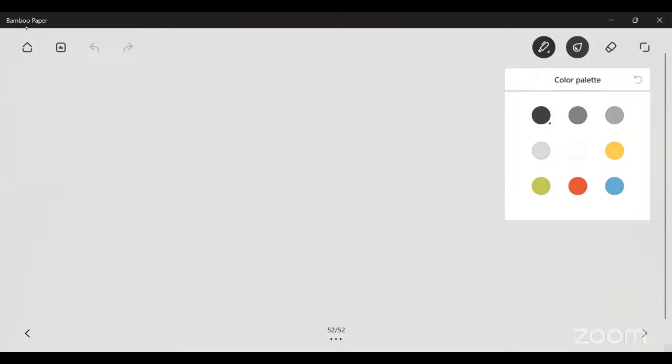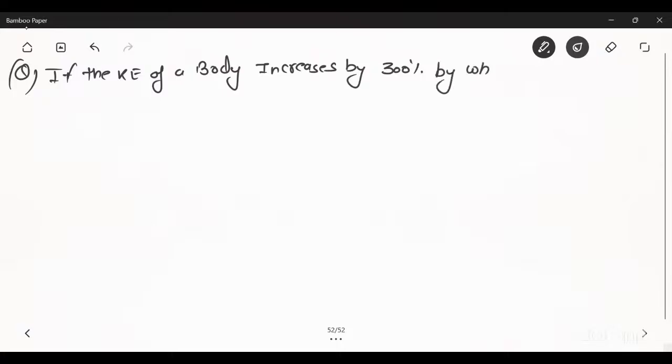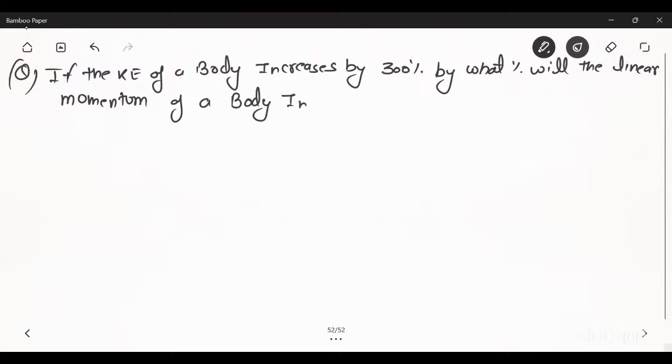So the next question is saying that if the kinetic energy of a body increases 300%, by what percent will the linear momentum of the body increase? Now come to the solution part.